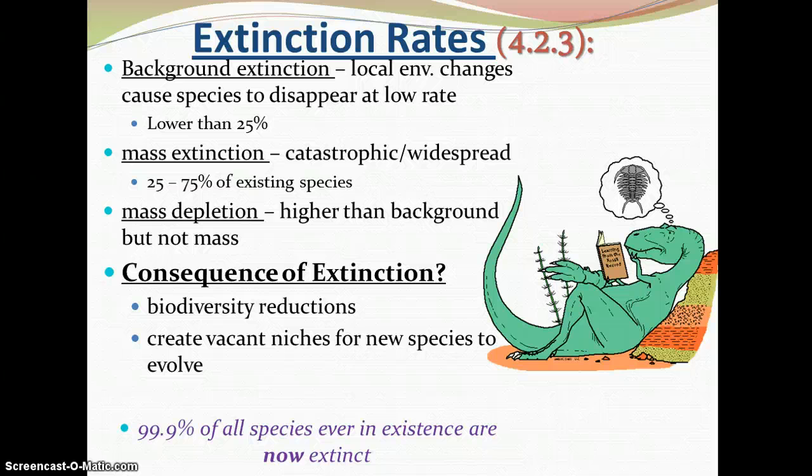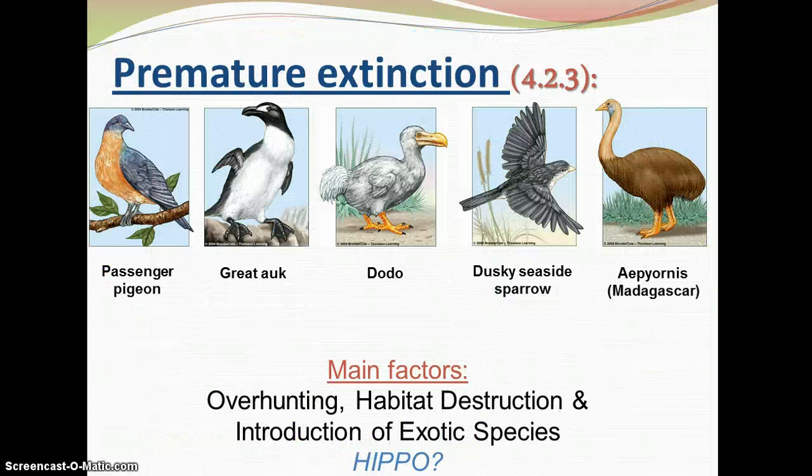But the really cool thing that's kind of crazy to realize is 99.9% of all the species that ever were in existence are now extinct. So we are just what's left on this planet, less than 0.1% of the species that have ever existed on the planet. A lot of things have prematurely gone extinct. Here are some examples. Remember, some of those major factors are things that relate to HIPPO, such as overhunting, habitat destruction, and invasive species. We'll talk about these examples more in class.